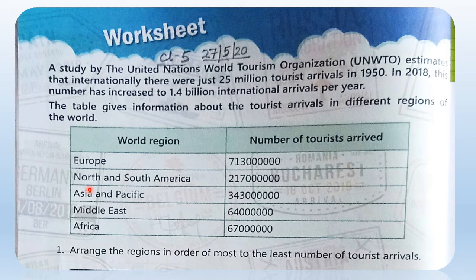So the region which received the highest number of tourists will be written first, and the region which received the least number of tourists will be moving at the last. So in that order you will have to arrange these regions. So that is your question number 1. Then we will see the next question.